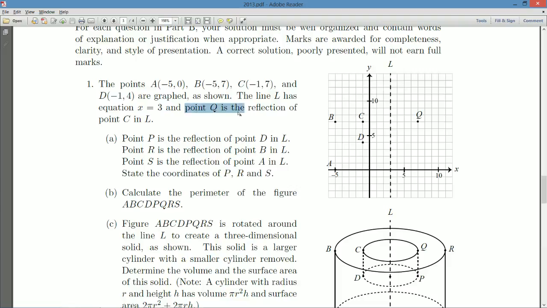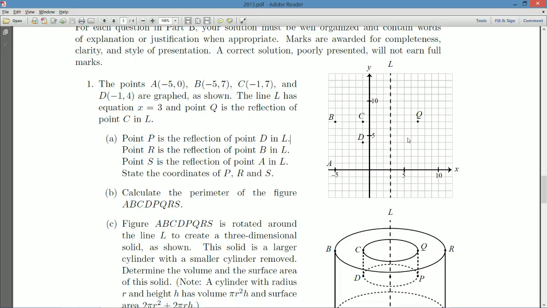And point Q is the reflection of point C in L. Point P is the reflection of point D in L. Point R is the reflection point of point B in L. And S is the reflection of A in L. State the coordinates of P, R, and S.